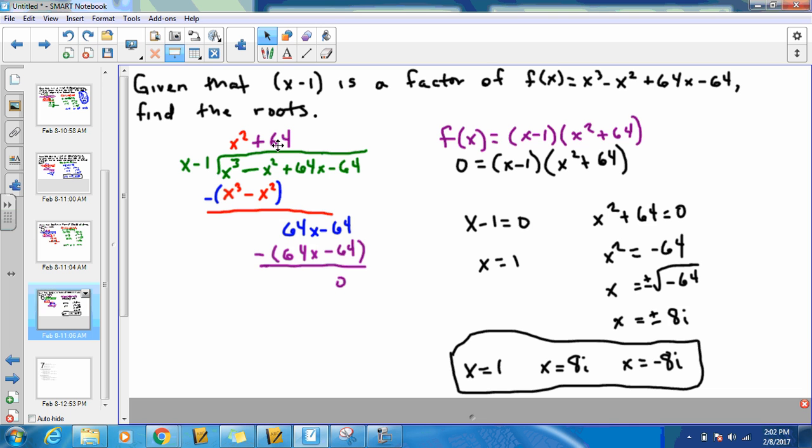Here you can see where I divided to get the x squared plus 64, wrote it in factored form, and to find the zeros, or the roots, I set f of x equal to 0, and then I set each factor equal to 0, and my roots were 1 and a positive and negative 8i. So this cubic polynomial has 1 real root and 2 roots that are not real. So that means it has 1 x-intercept. And that concludes this video.